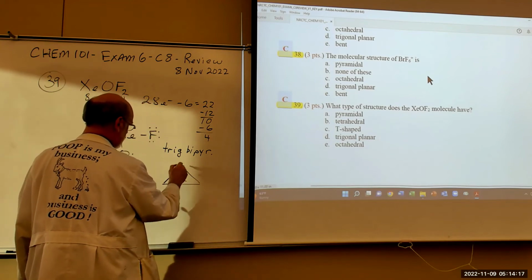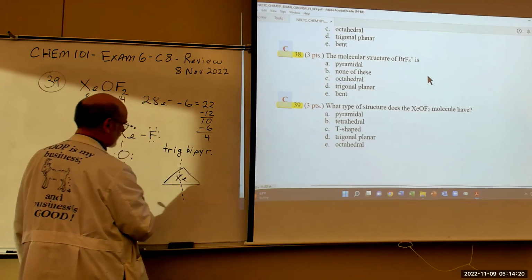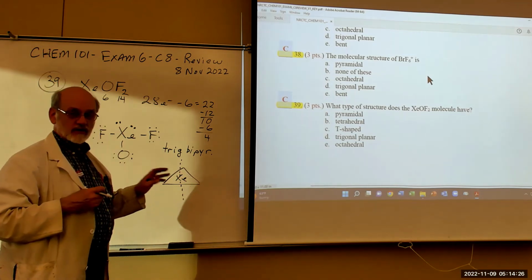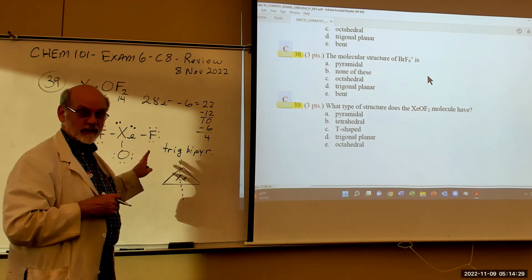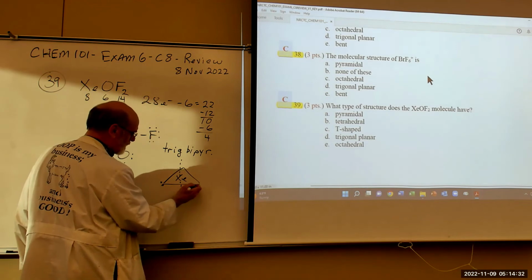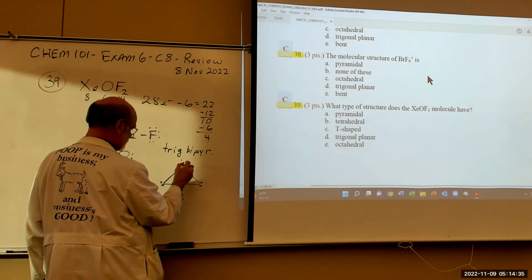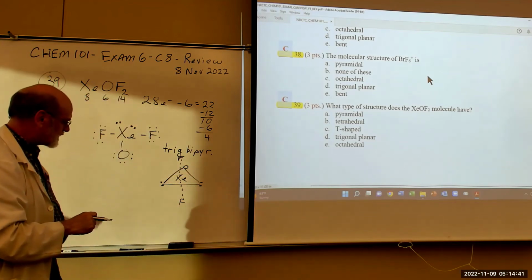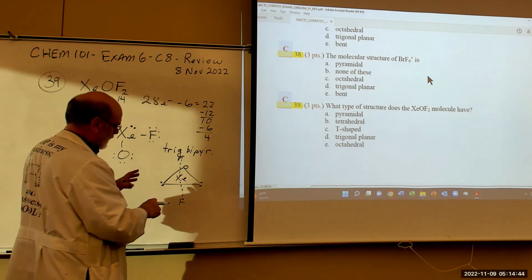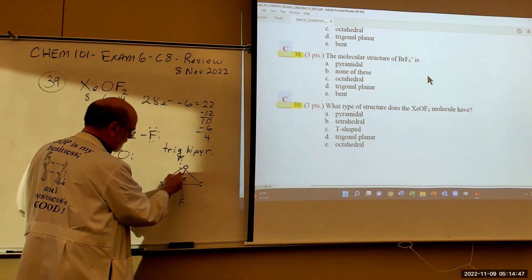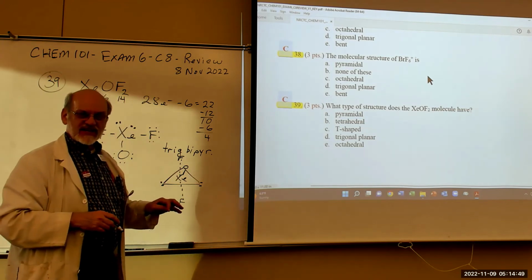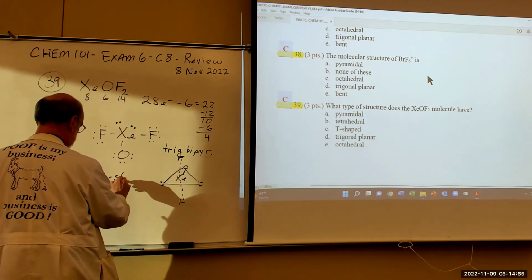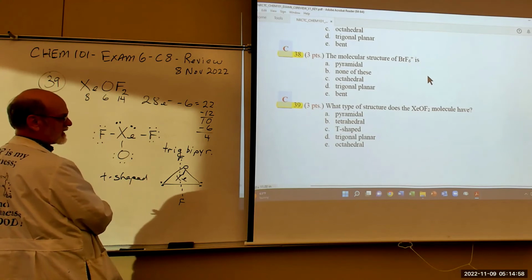Xenon in the center, and then we're going to have like that. Remember where the lone pairs go. The lone pairs usually go on the triangle for this geometry. So we would have a lone pair here and a lone pair here, and that would put oxygen back here and fluorine there and fluorine there. So what does that look like when you turn it on its side? You've got a bond here and then bonds there. That is T-shaped. And our selection is C.